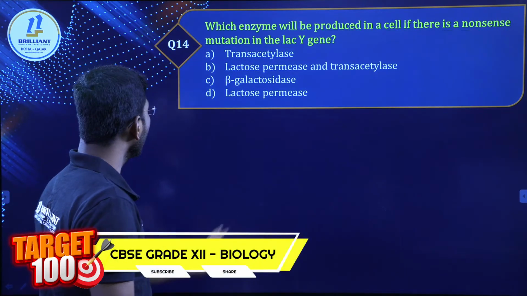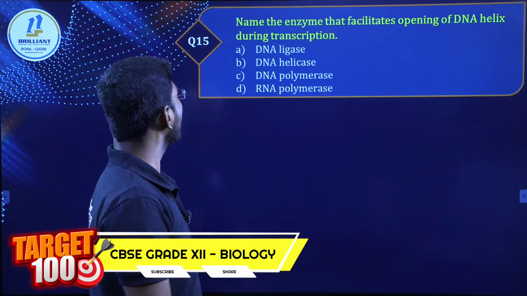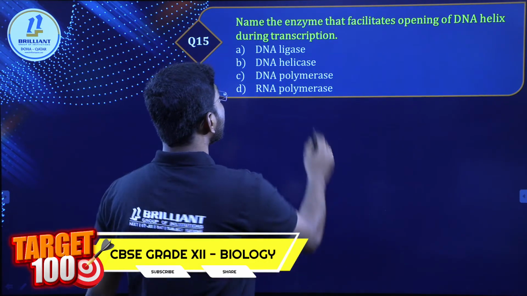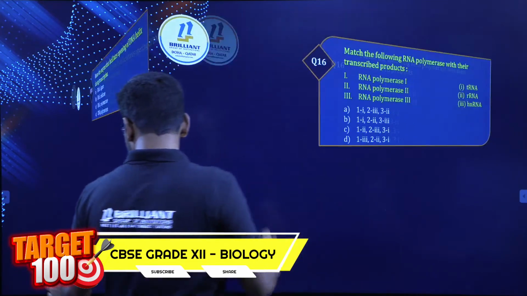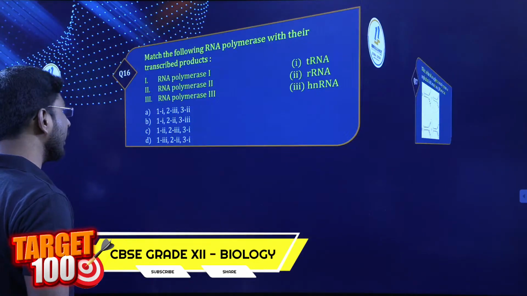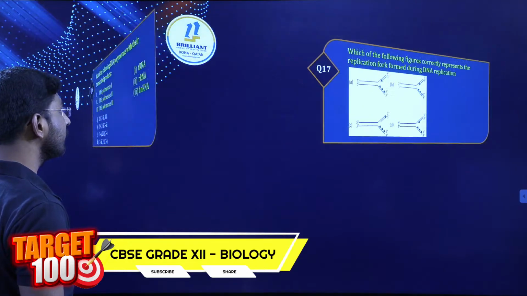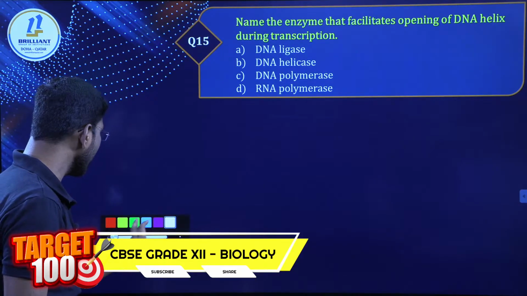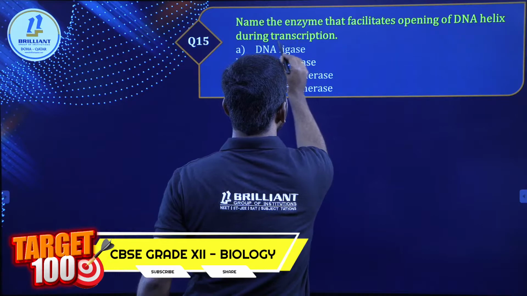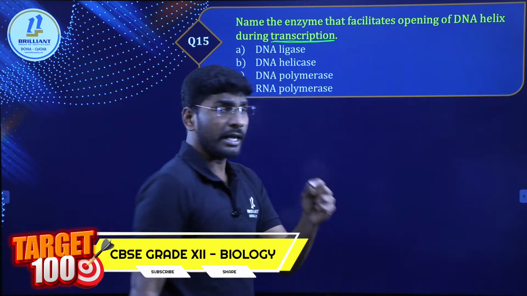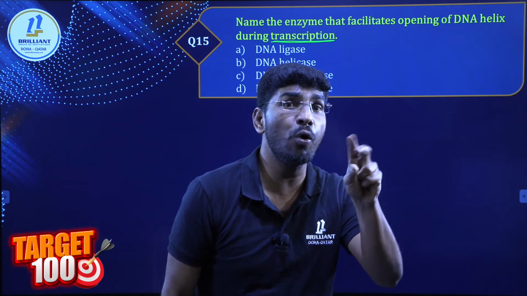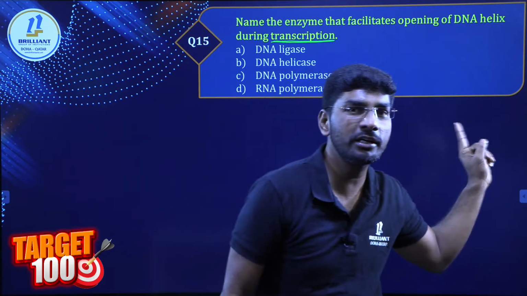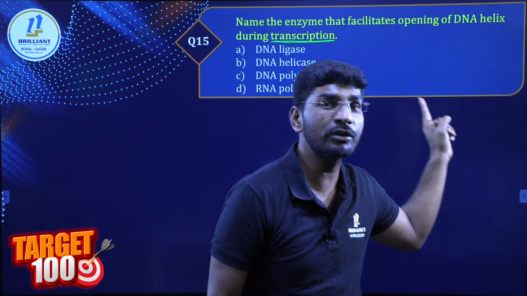Next question, question number 15. Name the enzyme that facilitates the opening of DNA in transcription. Now answer me, they are asking about DNA transcription. Just now I told you what to do if this type of question comes. Clearly I told you, you have to read the question carefully. If they ask which enzyme opens the replication fork, it is helicase enzyme or gyrase enzyme. But which enzyme here? They are not talking about replication, they are talking about transcription.